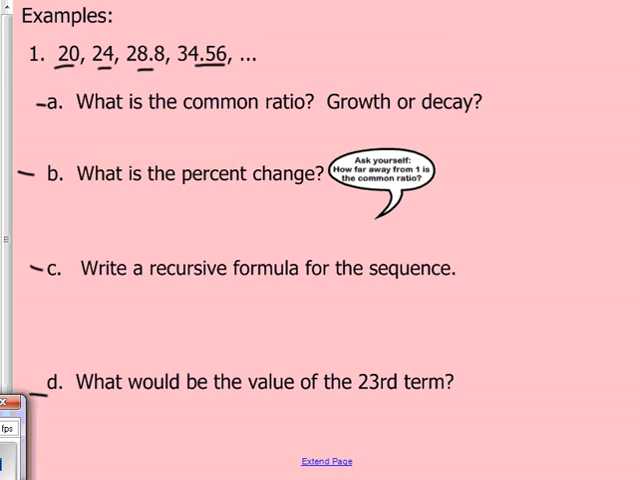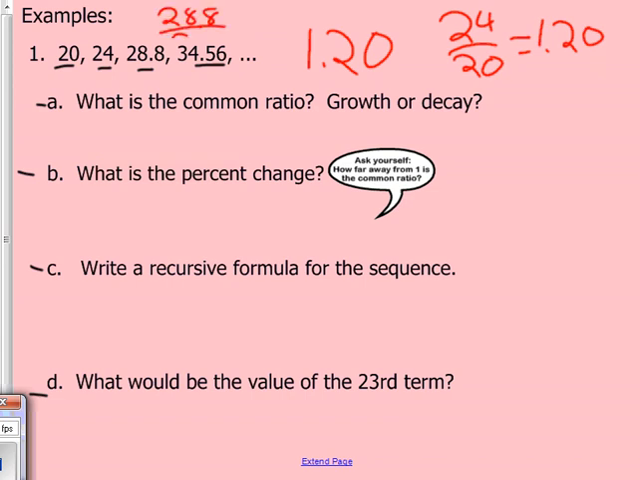What do we find out is our common ratio? Let's go right down front here. 1.2. And how'd you get that? I did 24 divided by 20, because that's creating our ratio. That is equal to 1.2. If you don't think that's right, try doing this one. 28.8 over 24. That's also going to equal 1.2. That's that common ratio that each number is being multiplied by.